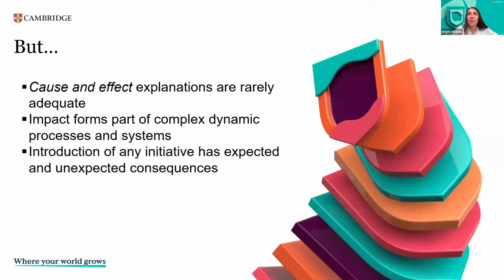And some of the caveats that I wanted to highlight are that cause and effect explanations are rarely adequate, because impact forms part of a very complex and dynamic system, and there are many processes involved, there are many variables involved, and a lot of them are contextual, socio-demographic. So all of these things play a role. But we know that the introduction of any initiative can have expected and unexpected consequences, and we have to be looking at them and thinking of them holistically.